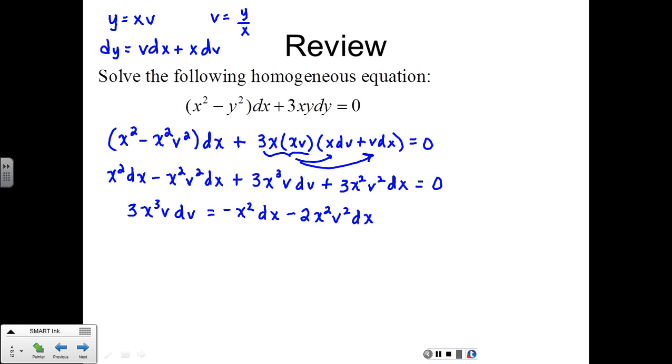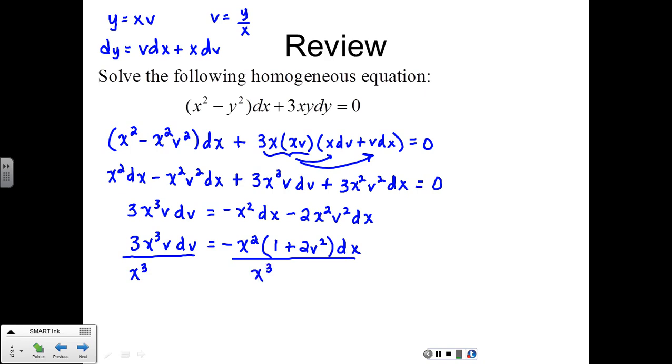Okay? And that could probably be cleaned up a little bit better. This one looks pretty bad. How can I factor that right side, guys? Can I do a negative also? Negative x squared. And that would leave me 1 plus 2v squared dx, right? Yeah. Okay. So in separation, I need to get rid of the x cubed and the 1 plus 2v squared.